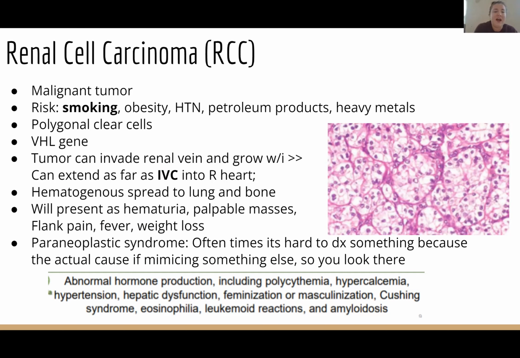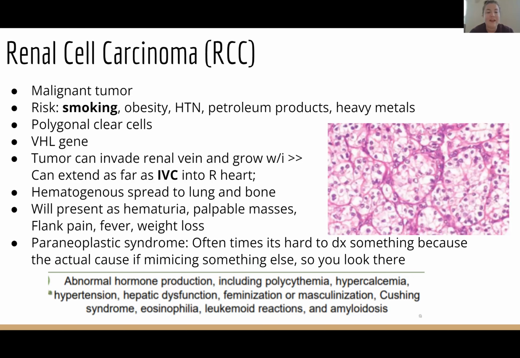Highlight that. So what is the patient going to have? Hematuria, you can have a palpable mass, flank pain, fever, weight loss. All of those are pretty non-specific. Hematuria is kind of kidney, and palpable masses might clue you in, but the symptoms aren't necessarily what's going to clue you in. What's going to clue you in more is the histo, the polygonal clear cells, if they put this slide on there.